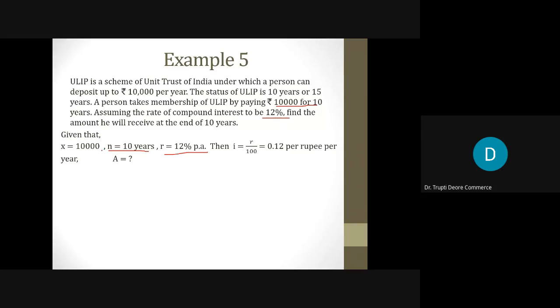R is given 12% per annum. Right? We have to check. Installment is also yearly. N is also in years. So R is also yearly. So we just convert R into I. So I is equal to R upon 100. We get 0.12 per rupee per year. And what we have to find out? Amount. A is equal to question mark. So we use the formula. A is equal to X upon I into bracket 1 plus I raised to N minus 1.